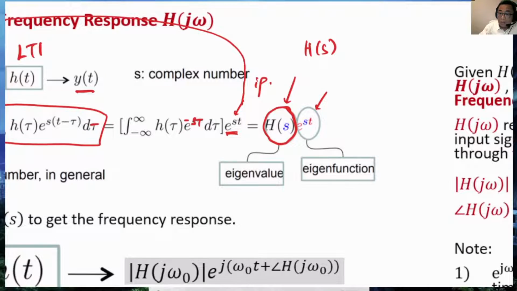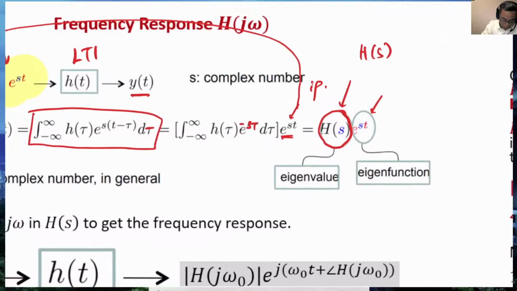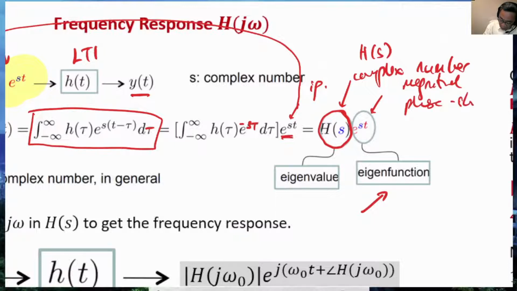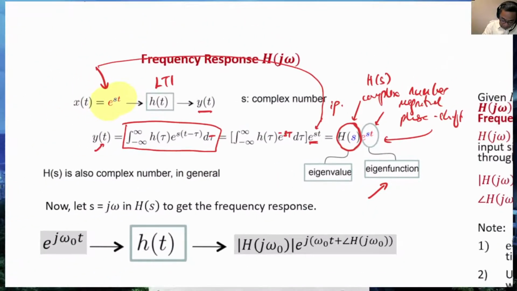So, this very nice thing happened for e^{st} as input. When e^{st} is being sent into an LTI system, out comes e^{st}. A signal with this property is called an eigenfunction. This eigenfunction is being modified by H(s). This is a complex number, and this complex number will represent a change of magnitude as well as a phase shift on the signal e^{st}.